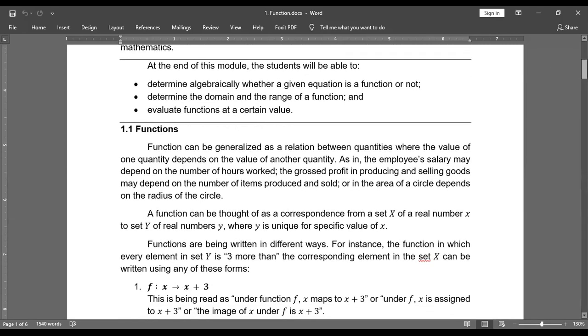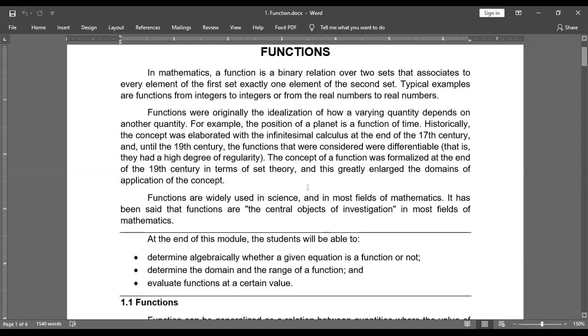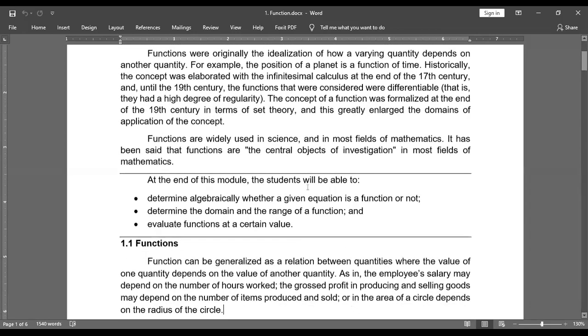Okay, so after we finish this module, you should be able to determine algebraically whether a given equation is a function or not, determine the domain and the range of a function, and evaluate functions at a certain value. So these are the goals that we have to accomplish. So that is just the introduction of the basic technical definition of function and a short history of the concept of functions. So we go now to our formal discussion.